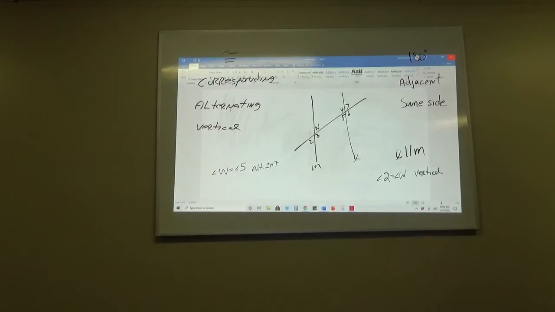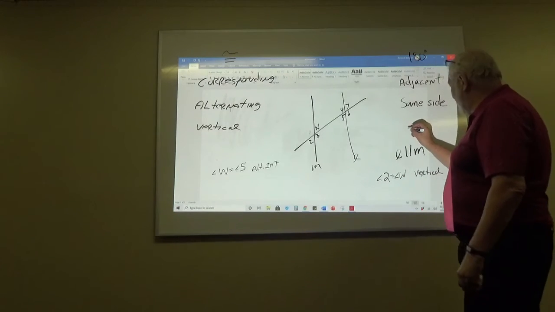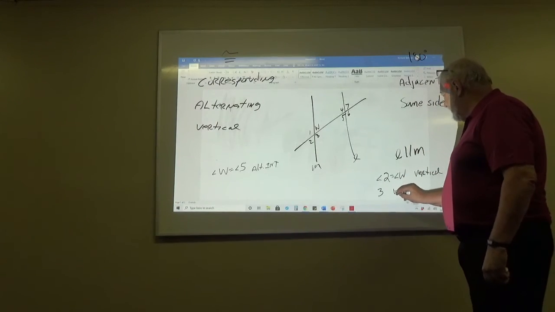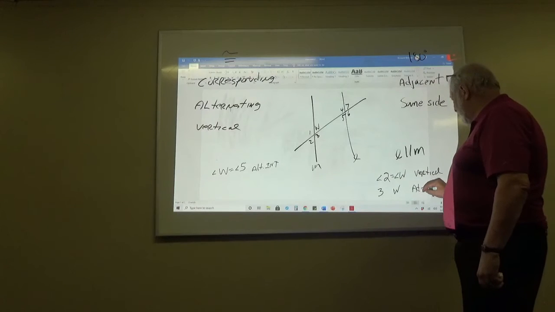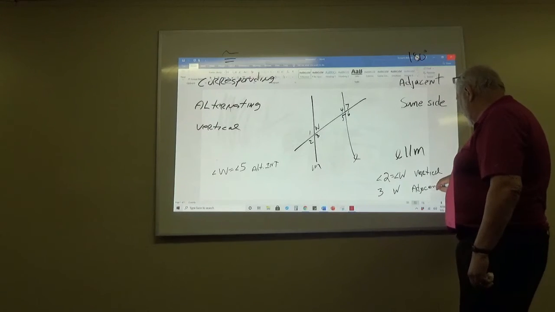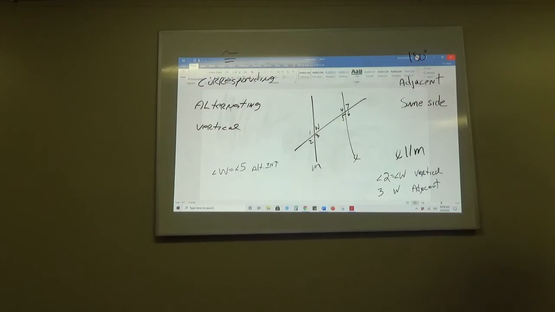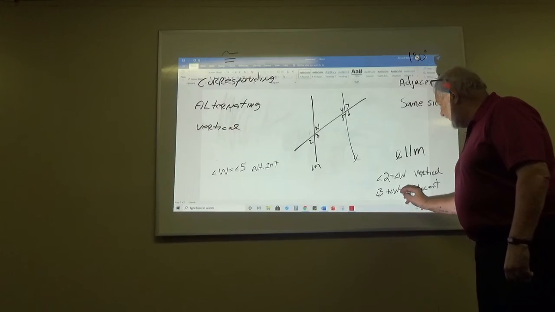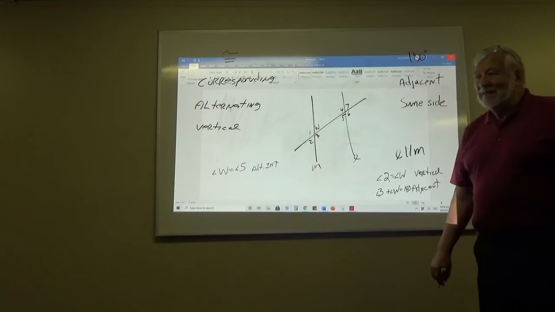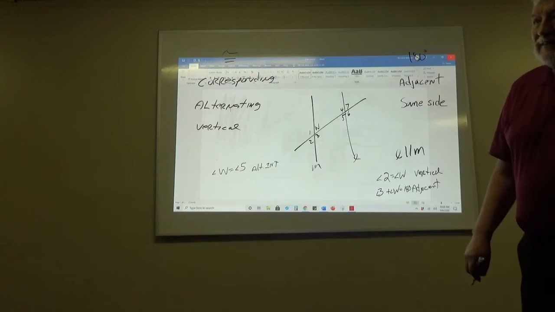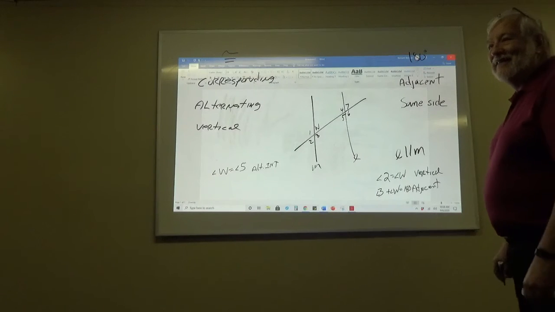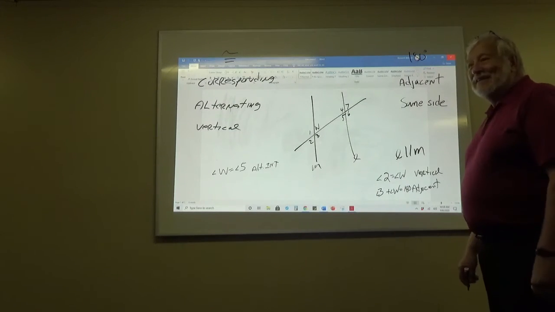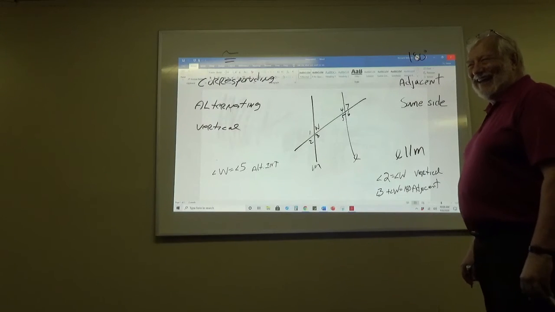Okay, so Casey, go ahead. 3 and W are adjacent. Okay, 3 and W are adjacent. So now what can you write for an equation on that one? Angle 3 plus angle W equals 180. Very good. Angle 3 plus angle W equals 180.